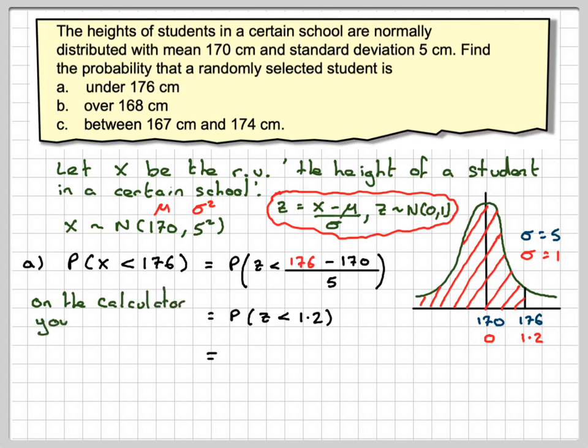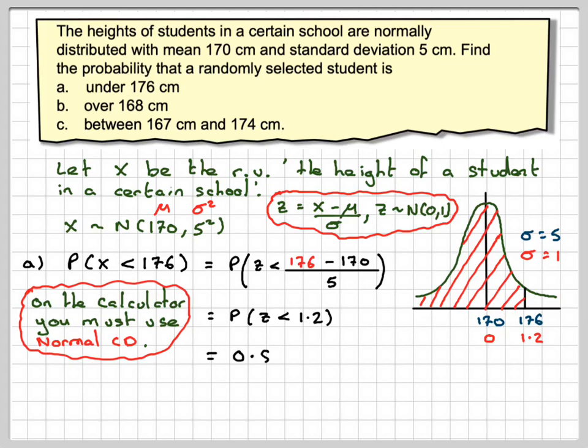So make sure on the calculator as well that you're using the normal CDF or CD, depending on the type of calculator you got, 0.8849, and we would round that off to 3 significant figures of 0.885.